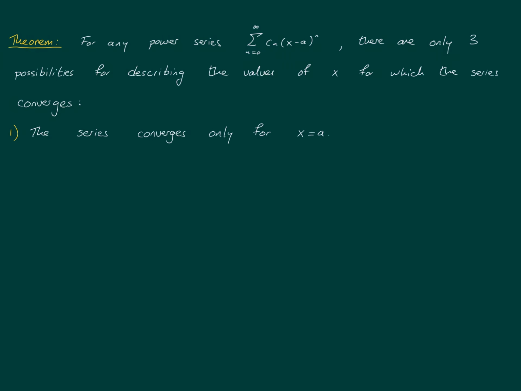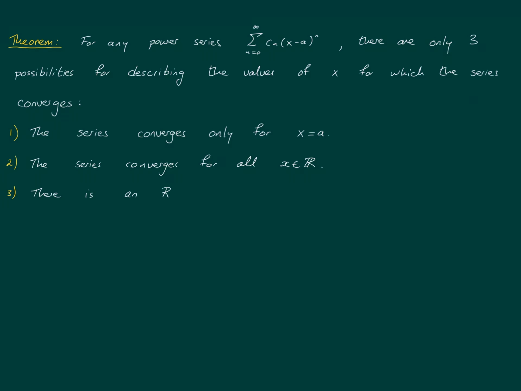So we know the series always converges at x equals a. The first option is that that's the only place where it converges. Second option, so that's the first case is the worst case scenario. Here's the best case scenario. The series converges for all x in R. So for every real number you can think of, it converges. Makes sense. You can plug any x element of R into your power series.